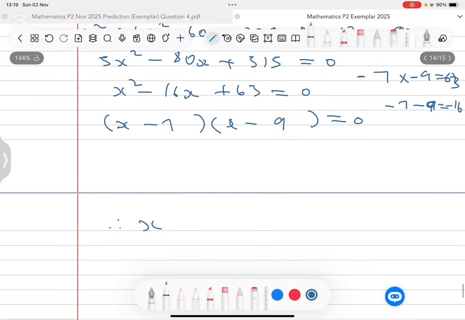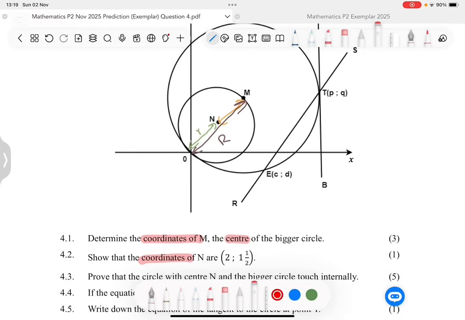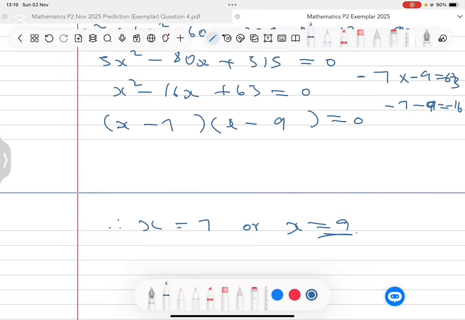And therefore, we will conclude that our x should be 7, or it should be 9. Remember, we are looking for point T. And if you look at our values, 9 should be somewhere here, because it's bigger than 7. So here it's a 7, and here we need to get a 9, because 9 is at the far point. So the bigger number should be that of point T.